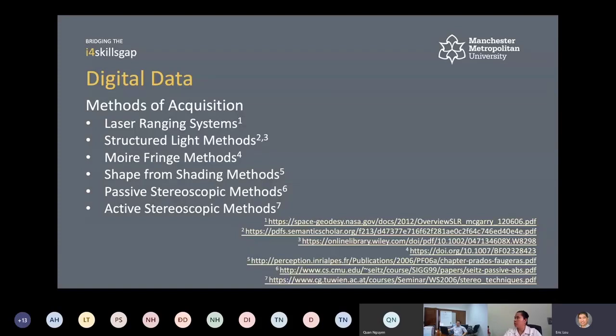Here is just a quick six of them. You have the slides, you can see all the links right there. But the key thing is that all these methods of acquisition are expensive. It is very expensive. Some parts of it require very high-end hardware and so on and so forth. But for this lecture, I'm going to introduce two big parts of it, which are the laser ranging systems and the structured light methods. These two main technologies.